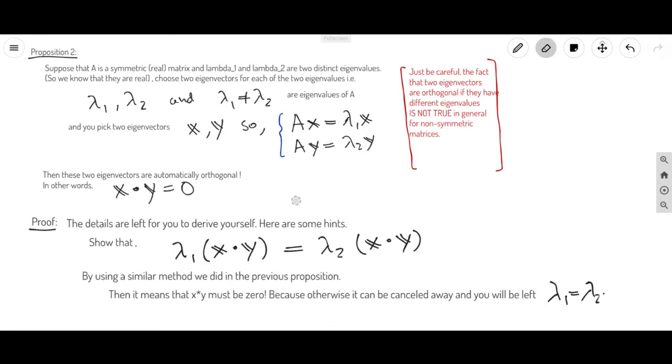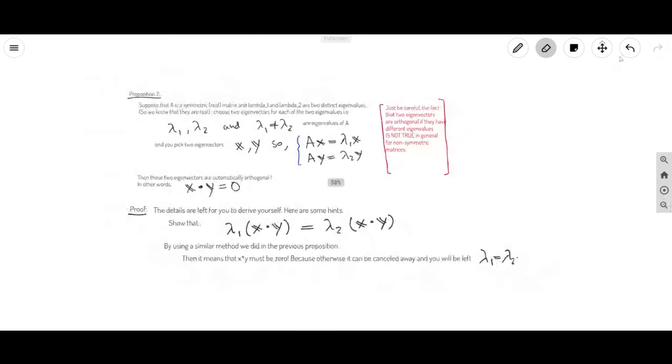I will leave these details for you. It's almost the same kind of argument. It's a nice argument, and you should be able to derive it using the same kind of steps. And now let's put these two propositions together and explain how you find orthogonal diagonalization.